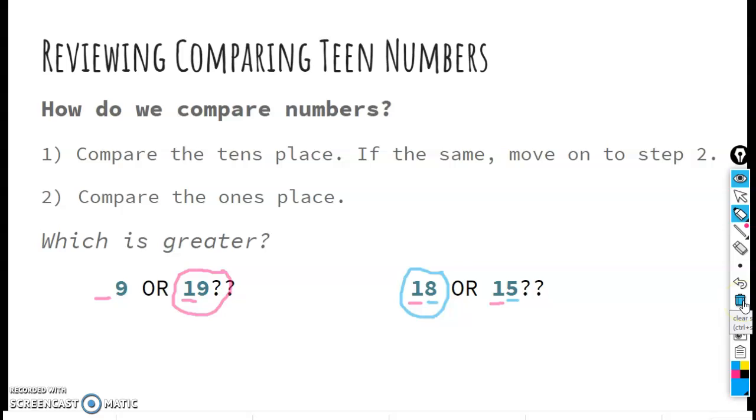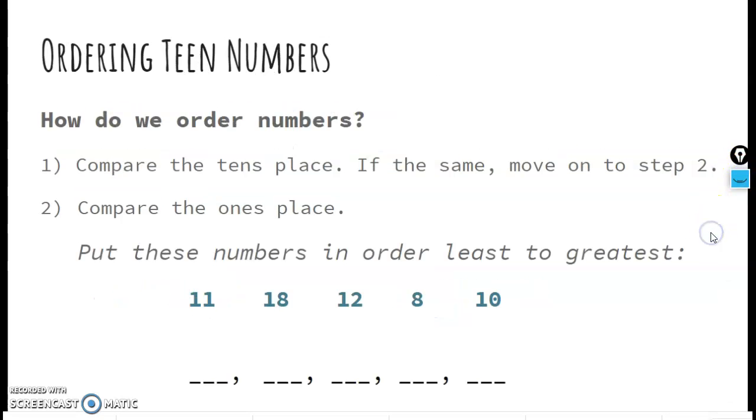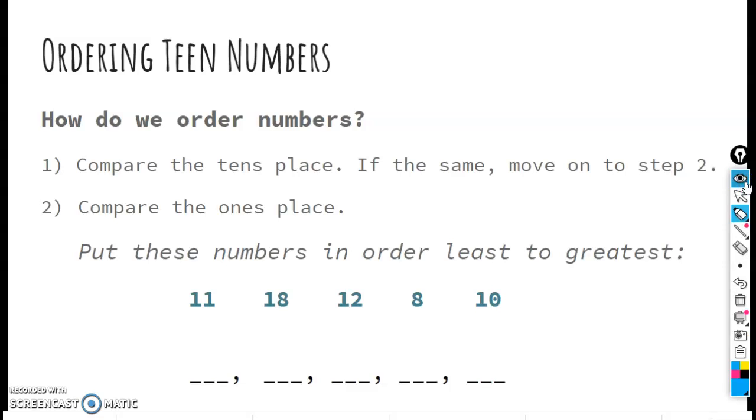All right, so now that we remember how to compare our teen numbers, now we're going to order them. It's the same steps. First, we look at the tens place. If the tens are the same, we'll move on to step number 2, which is to look at the ones place. So we're going to put these numbers in order from least to greatest.